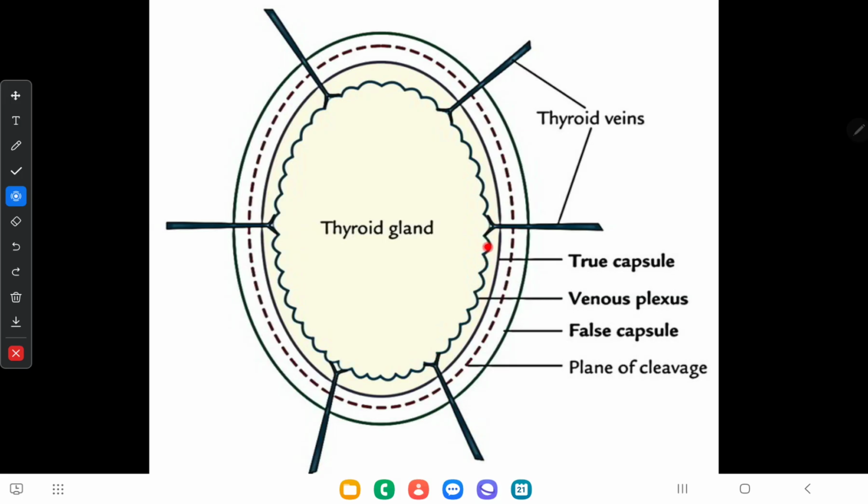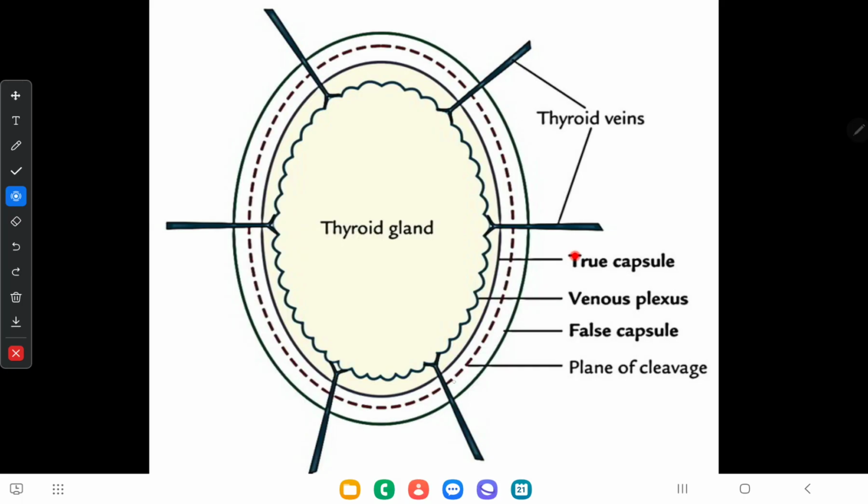This is the venous plexus. This area is the venous plexus and this area is the thyroid gland. So you can see the venous plexus lies deep to the true capsule as well.